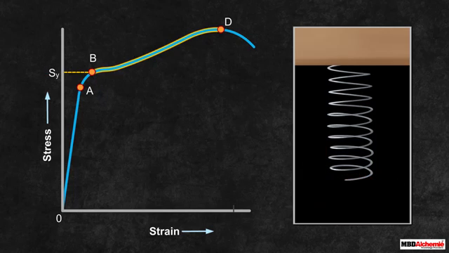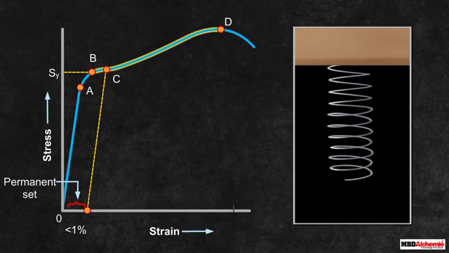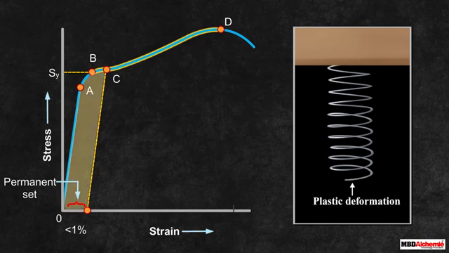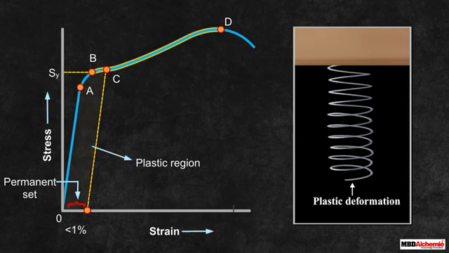When the load is removed, say at some point C between B and D, the body does not regain its original dimension. In this case, even when the stress is zero, the strain is not zero. The material is said to have a permanent deformation or permanent set. This deformation is said to be plastic deformation, and this region is said to be plastic region.